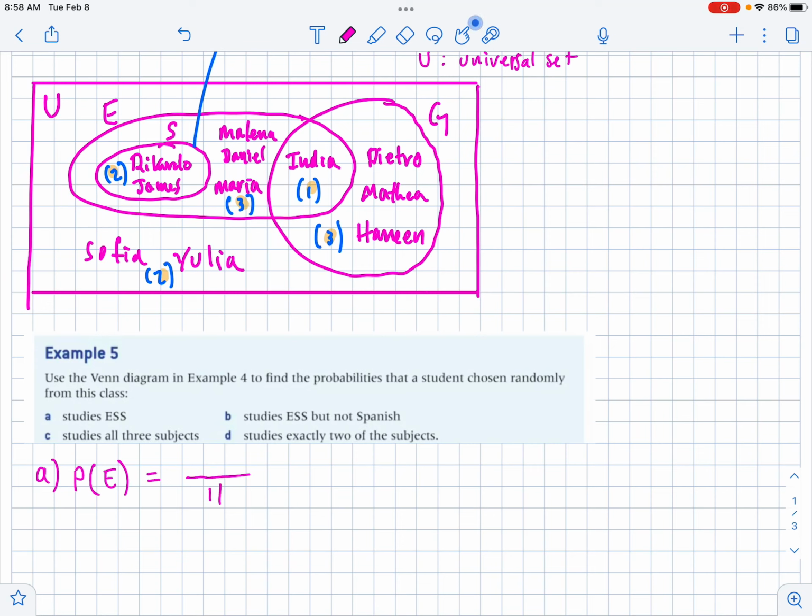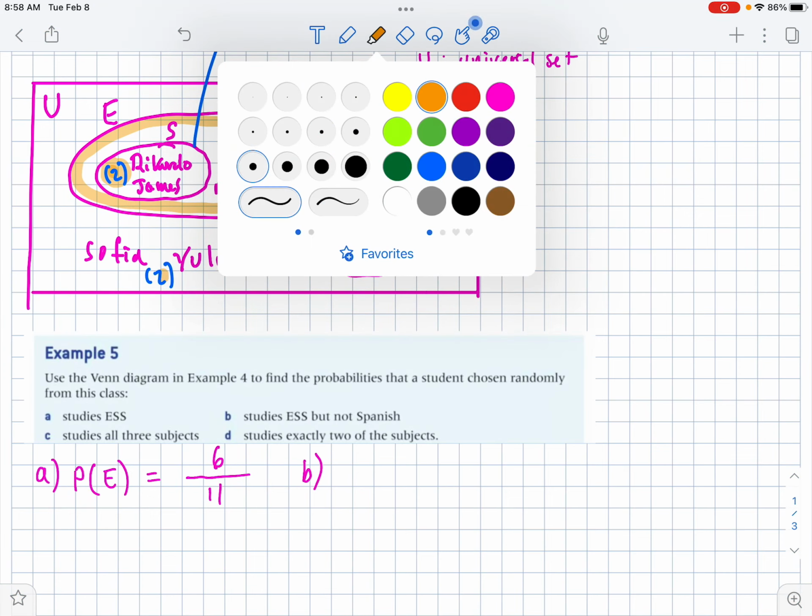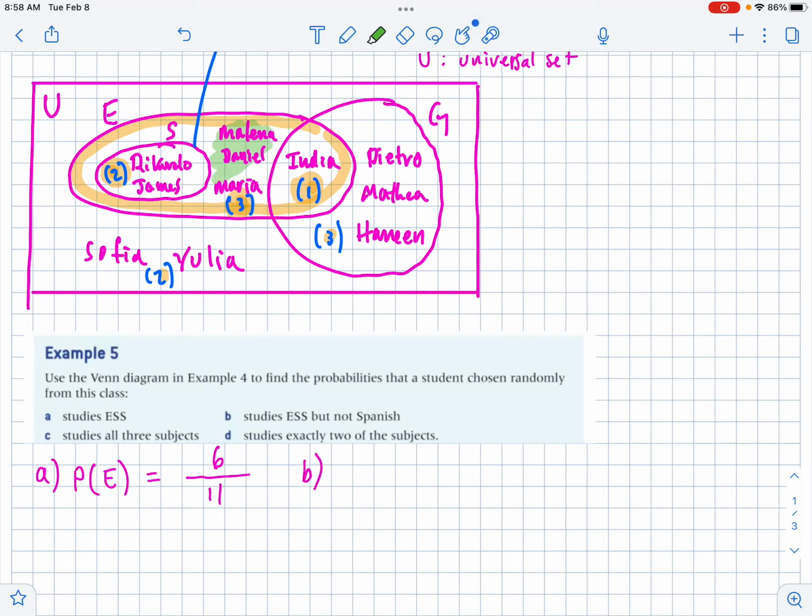But then you have to add up how many people are in this entire circle right here. So I see a 2, a 3, and a 1. So that's 6 out of 11. That is the probability of being in that class if you're chosen at random. Part B says studies ESS but not Spanish. So ESS but not Spanish would be these kids right here, because they're in the ESS. Oh wait, I'm forgetting India as well. She falls into that category.